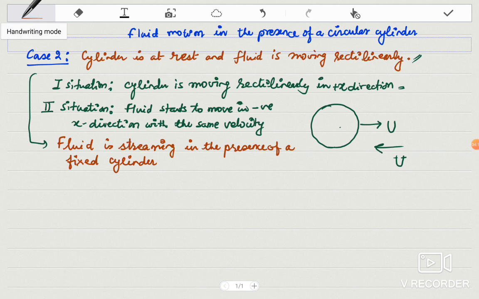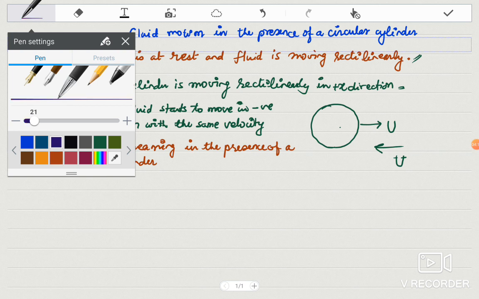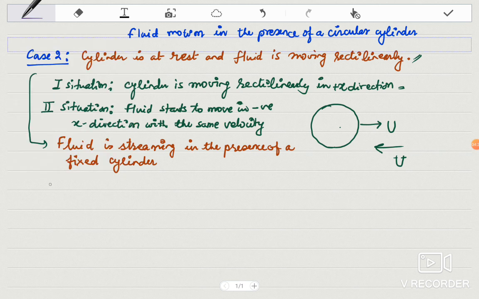Now for the first situation, what will be your W? As I did in the first article, your W1. This situation is W for the complex potential. For this first situation, suppose your complex potential is W1, and for second situation your complex potential is W2. So what is your W1? You have calculated it earlier. It is ua square upon z. So it is for first situation.